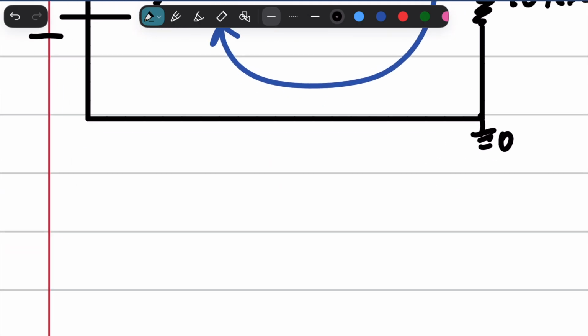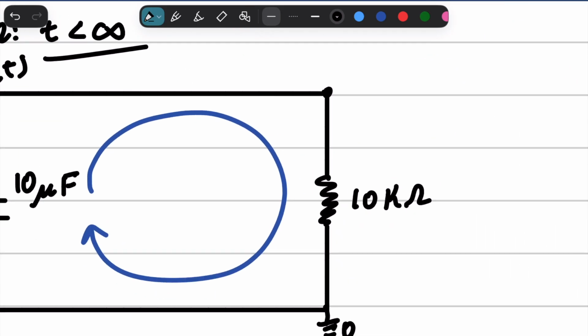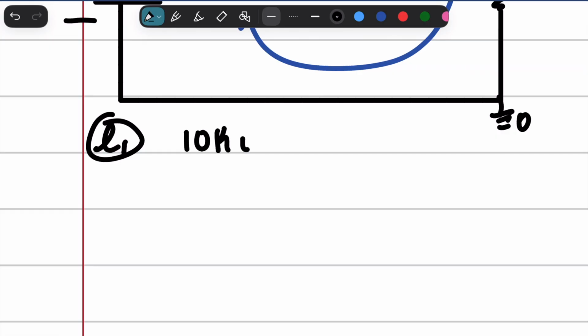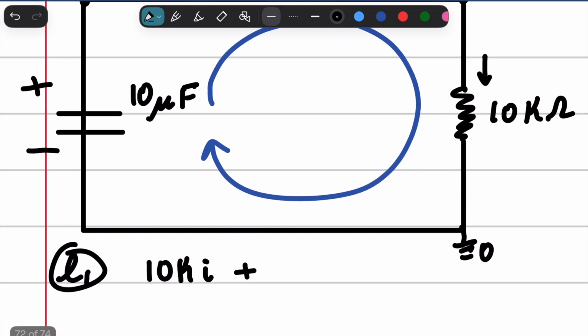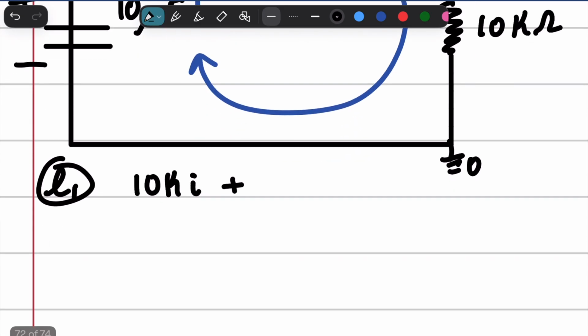So we're going to go ahead and perform our loop analysis. That's step 3, or I'll say it's part of step 2. So loop 1. Our loop analysis is going to go through the 10k ohm resistor, so 10k I plus, and we're going to go through here. Now, here is the catch, and I did not get this until basically the end of the differential equations portion of circuit analysis.